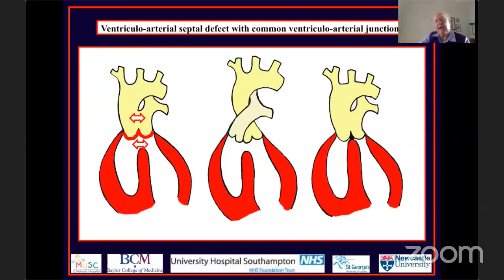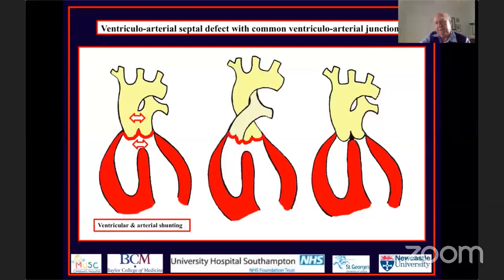But you also have a gap of septation on the arterial side of the valvar leaflets. So potentially here we have the possibility for shunting at both ventricular and arterial level.